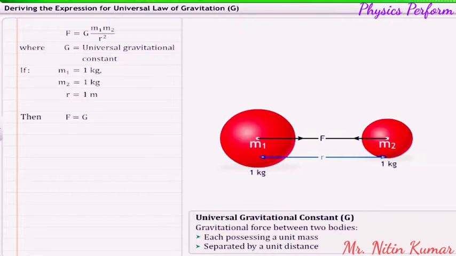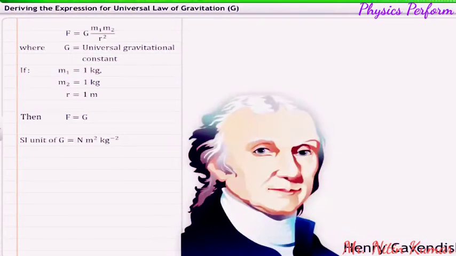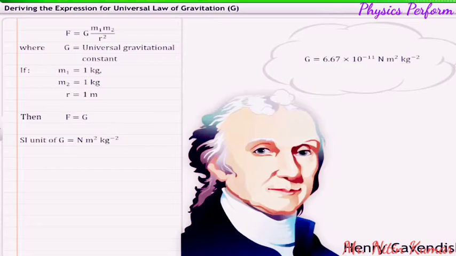The SI unit of the universal gravitational constant is Newton meter square per kilogram square. Henry Cavendish found the value of G with the help of a sensitive balance. G equals 6.67 into 10 raised to the power minus 11 Newton meter square per kilogram square.